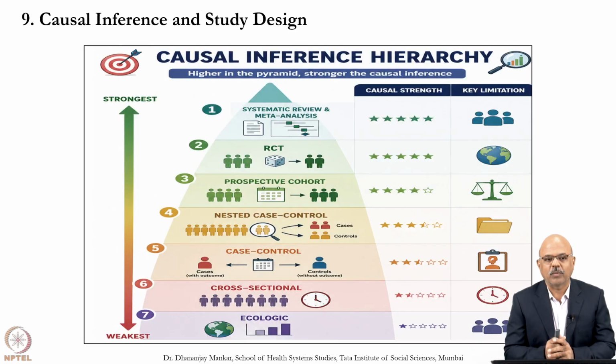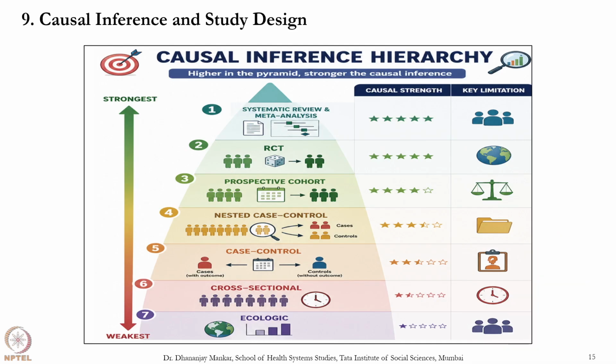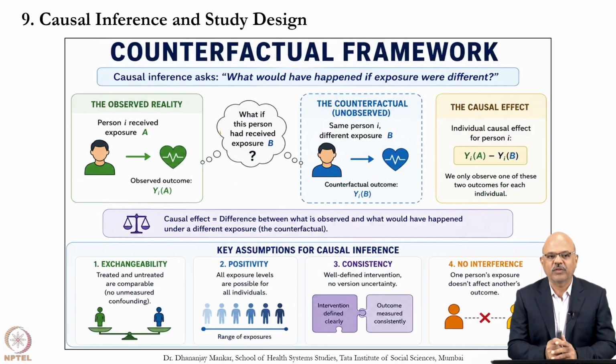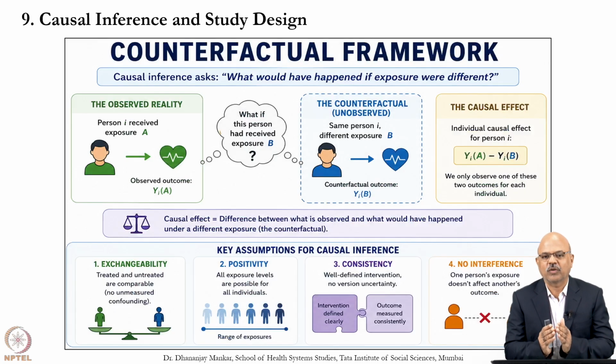Causal inference hierarchy, we have already studied previously. The highest is the systematic review and meta-analysis, which will always be very important, followed by RCT, then prospective cohort, nested case control and cross-sectional, and lastly ecological, which is the weakest. But yes, it can be a choice also sometimes, according to the strength and the limitations stated on either side. The counterfactual framework we have already studied, where causal inference asks what would have happened if the exposures were different.